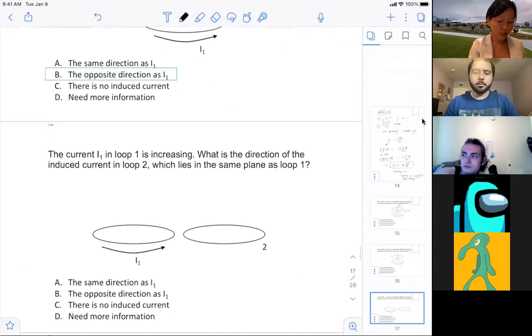Now, what if I put loop 2 to the side? What will happen there? That one, I will give you a minute or two to discuss, and then when you come back, we can vote on this, okay?